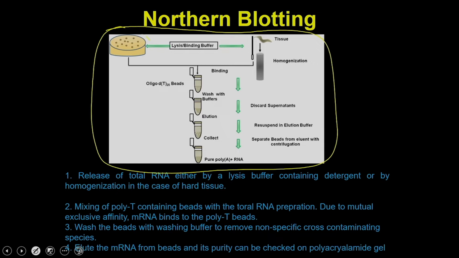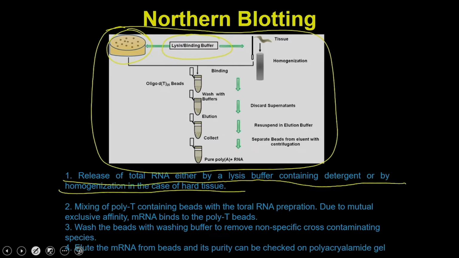In the first step, you are going to take the cells and incubate the cells in a lysis buffer, and that is going to give you the cell lysate. So, the release of the total RNA is done either by a lysis buffer containing detergent or by homogenization in the case of hard tissue. The lysis buffer you can use in those conditions where the cell is very delicate or it is an individual cell.